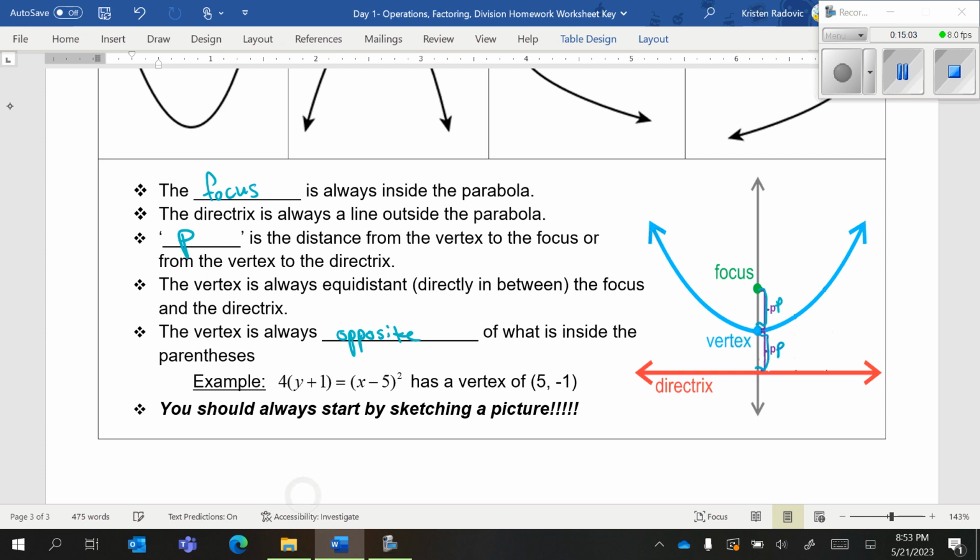So your vertex, look how the x is positive 5, but in the equation it's negative 5. The y is negative 1, but in the equation it is positive 1. So I'm going to have you guys remember this for tomorrow. I'm going to give you an equation, and you need to tell me what is the vertex there. And always start by sketching a picture. Always. It will definitely help on a free response. It will give you at least 1 point.